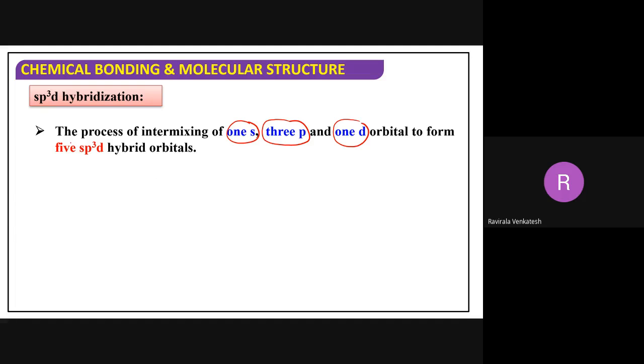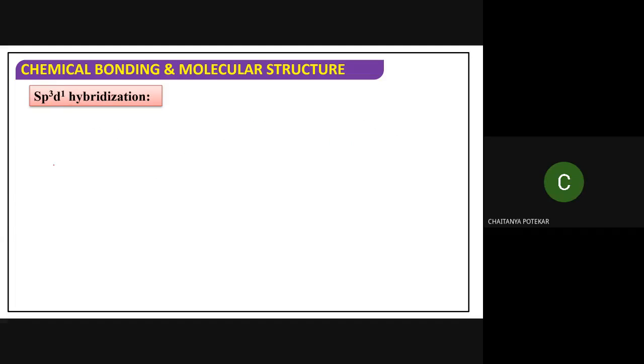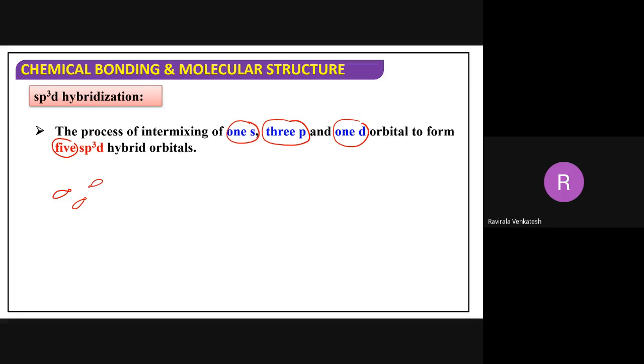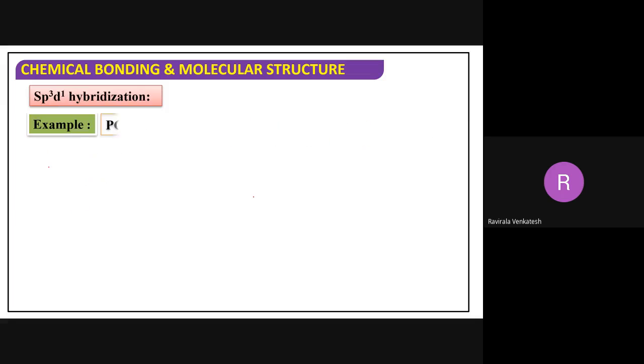To give how many hybrid orbitals we get here? 5. This type, 5 we get, isn't it? 1, 2, 3, 4, and what happened? 5 hybrid orbitals we got. Now all these will arrange in which manner? Trigonal bipyramidal manner actually. Like this they will arrange.